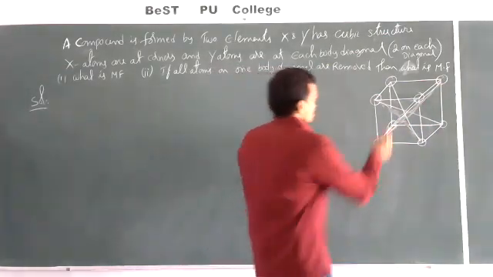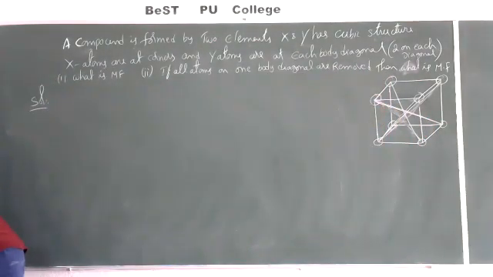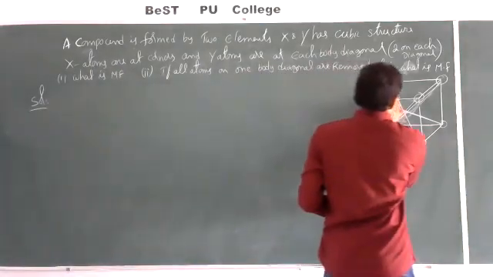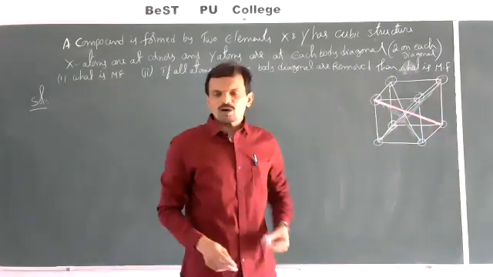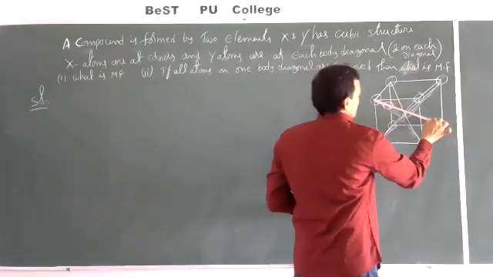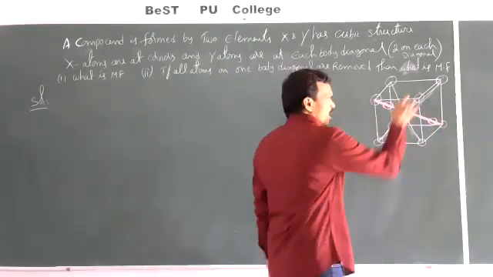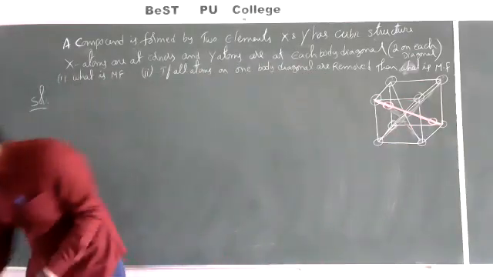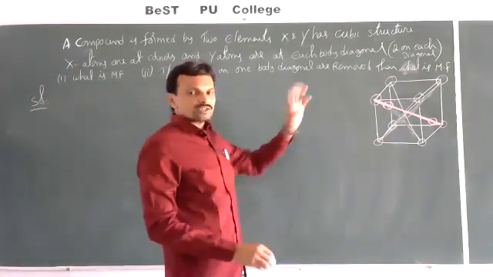Now I'll take one body diagonal here. This is one body diagonal. Now on this body diagonal, how many particles are present? On the body diagonal, at 1/4 distance from the corner, one particle is present. Now, how many body diagonals are there? There are 4 body diagonals. So the number of particles present on 4 body diagonals is 8.